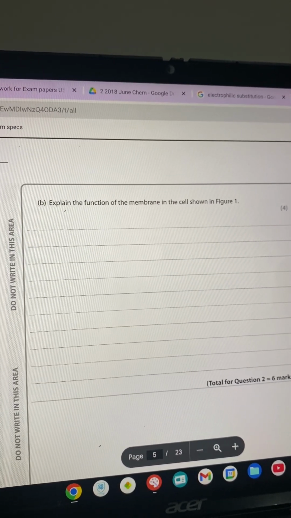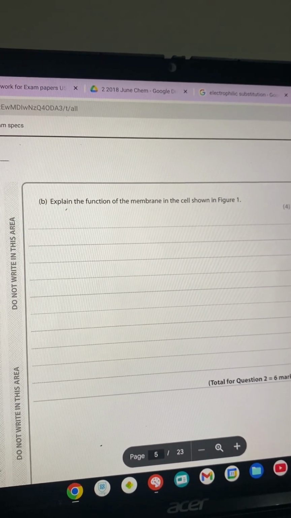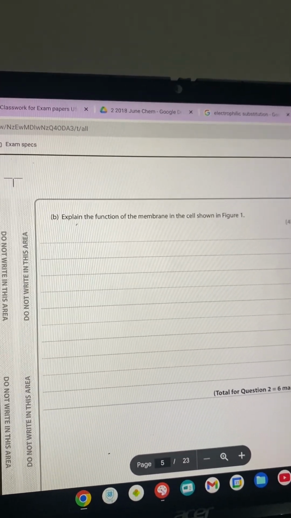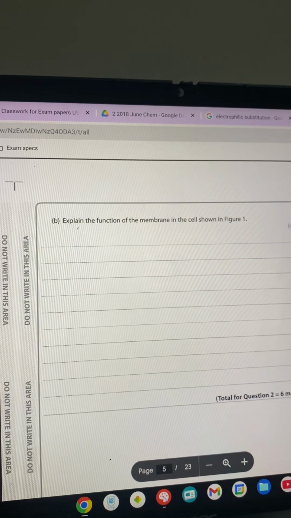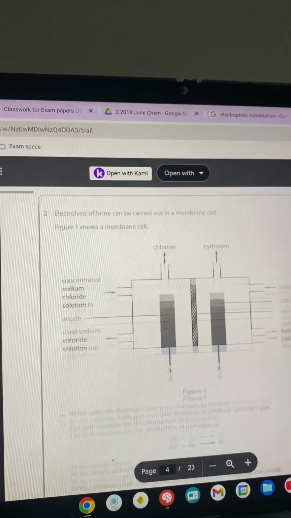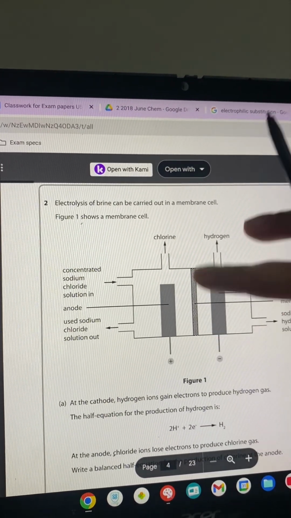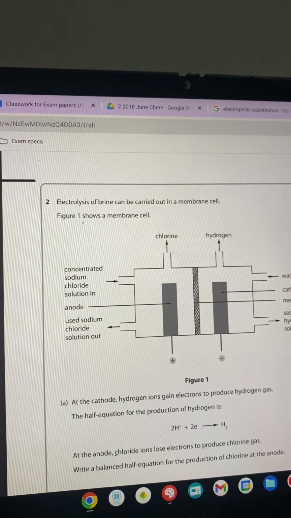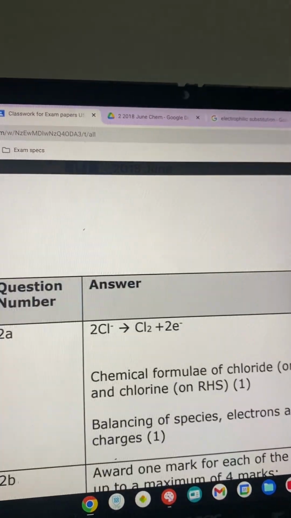Because I've seen questions like this come up quite often, or questions similar to this. It says, explain the function of the membrane in the cell shown in figure 1. So in the electrolysis of brine, there's always a membrane down the middle, okay? And you need to understand the function of this membrane. And I'm going to just show you the mark scheme, okay?